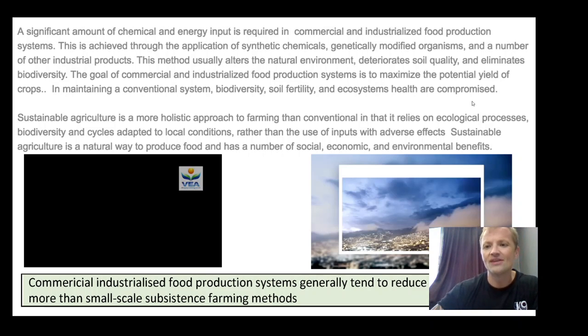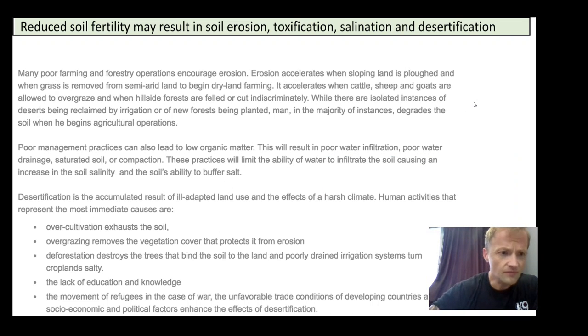Almost done with this one though, ladies and gentlemen. Reduced soil fertility may result in soil erosion, toxification, salinization, and desertification, right? We have many poor farmers, they encourage erosion, right? Even thinking about subsistence farming, or low, not as commercialized farming, that even has an effect, because think about, we talked about slash and burn techniques, right?